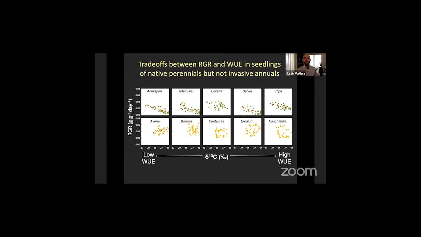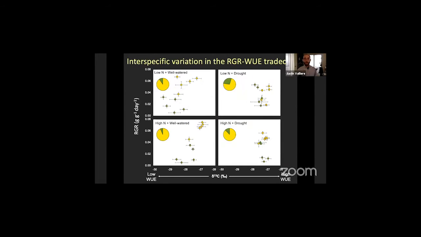And what we found is native species do indeed seem to experience that negative trade-off between growth rate and water use efficiency, but invasives don't. So invasives almost always had higher growth rates and higher water use efficiency than the natives and didn't experience the trade-off. This is just showing this, where each dot is a species. So you can see that the yellow, the invasives, do kind of separate from the green, which are the natives, regardless of resource availability, but especially under high resource conditions.